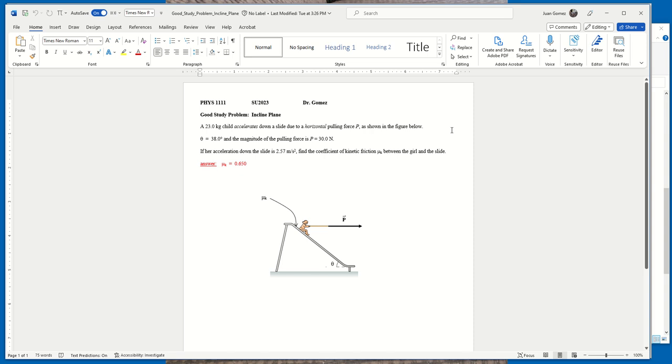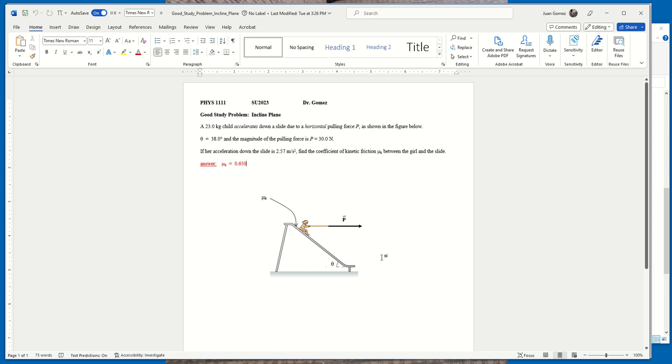Remember, mu k and mu s, respectively, the coefficient of kinetic friction and the coefficient of static friction, are quantities that have no units. Notice when I say mu k and I draw a little arrow to the slide, don't let that confuse you. That's just my way of saying, hey, there's coefficient of kinetic friction between the girl and the slide. It's not a force, it's not a vector. It's just a note to self: there's friction between the girl and the slide.